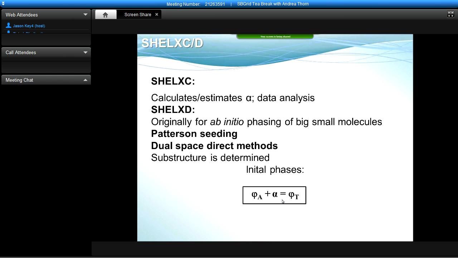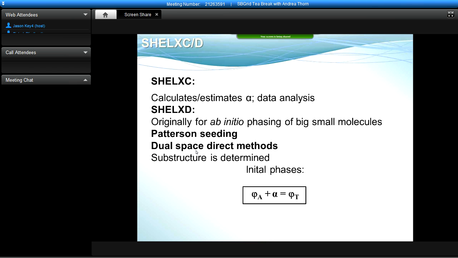So SHELX-C calculates or estimates the alpha angle, and it also does some data analysis. SHELX-D is originally for the ab initio phasing of big small molecules, so it wasn't intended for experimental phasing of proteins. It was intended for ab initio direct methods phasing of, for example, peptides, and it uses Patterson seeding and dual space direct methods. So Patterson seeding means it starts with atom positions that are already consistent with the Patterson you can calculate from your reflection data, which is a much better starting point than just random atom positions.